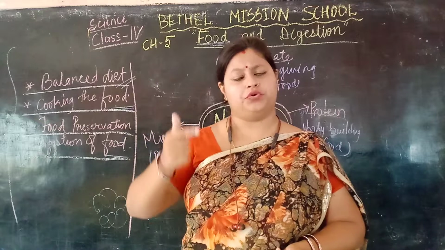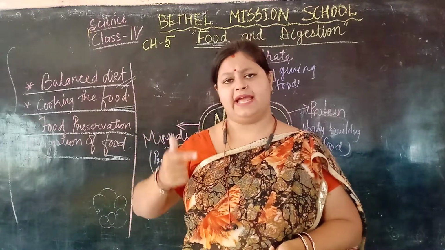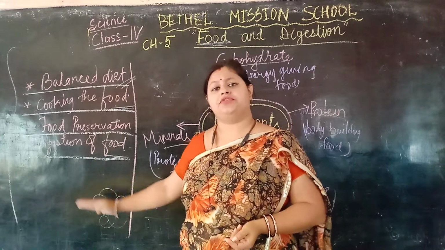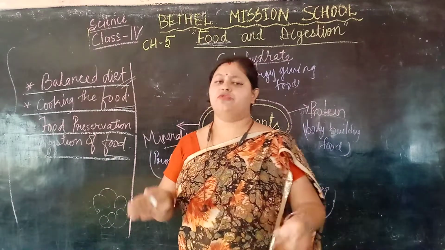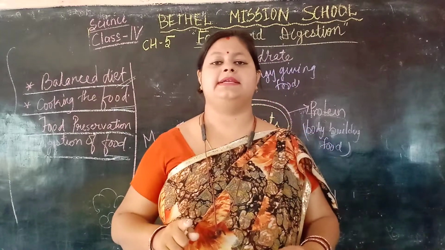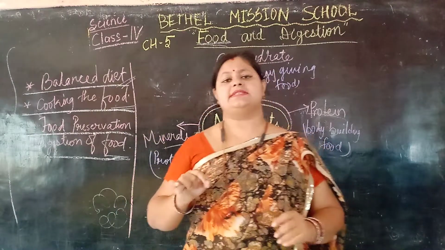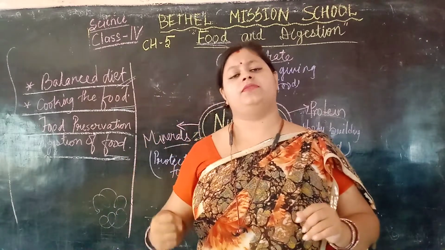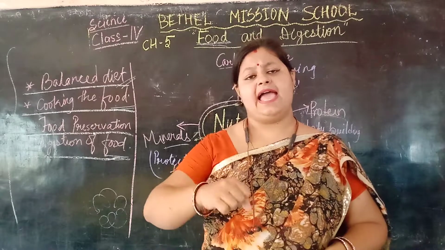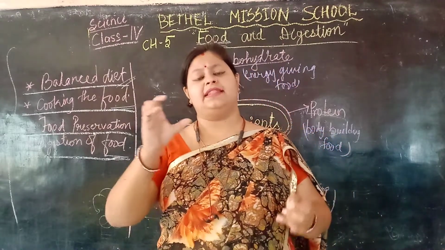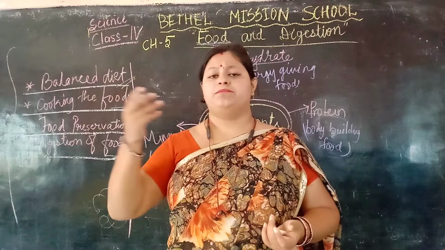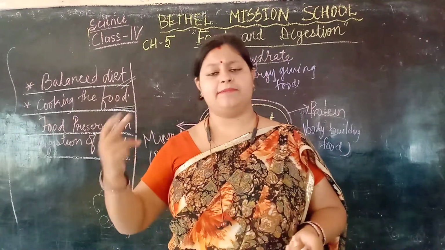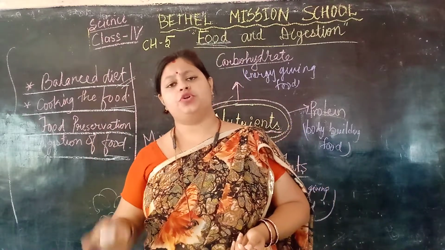From mouth to esophagus, then stomach, then small intestine. After the small intestine, all the nutrients are absorbed and the food is transferred to the large intestine. In the large intestine, what is happening? Excess water is being removed and the waste is thrown out by the body in the form of stool through the anus.